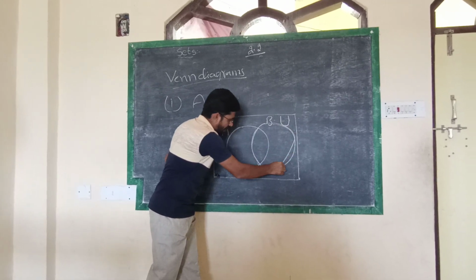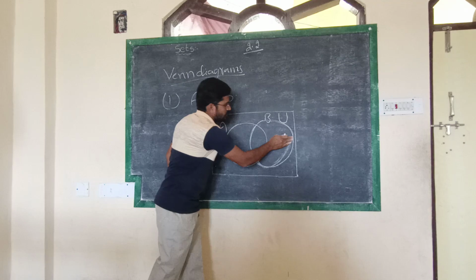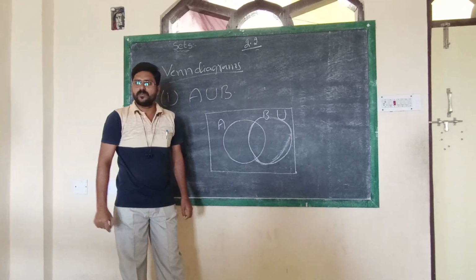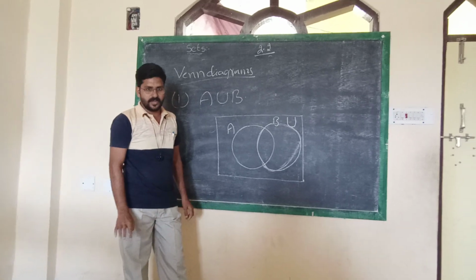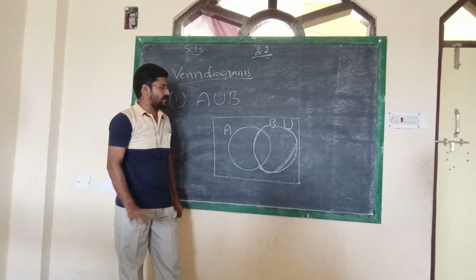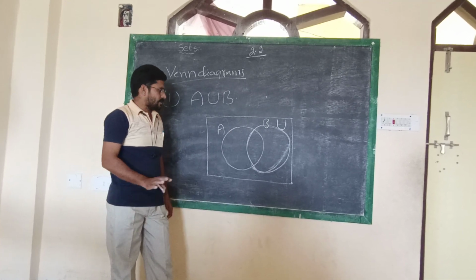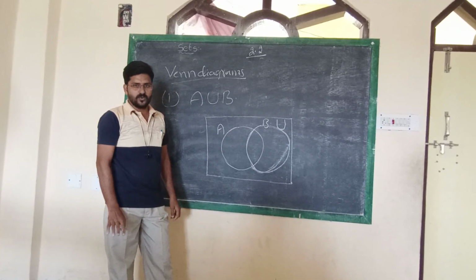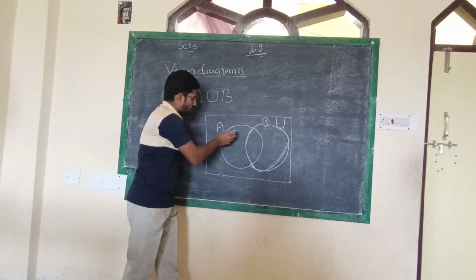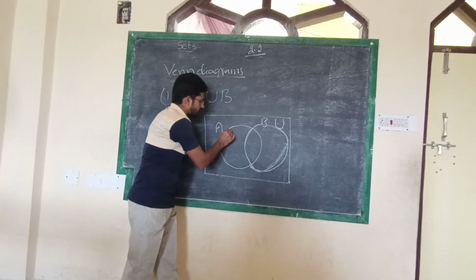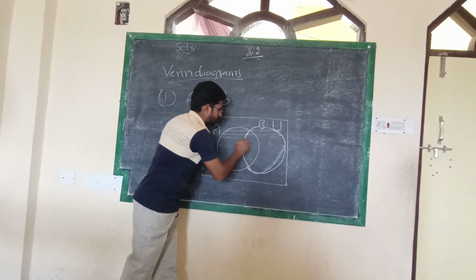Now we have to find union of these two sets. Union means we know that we have to take together. That means all the elements of A and all the elements of B we have to take, and which is repeated, that particular element we have to take only once. So this is we can represent in this way now. A union B means completely you share these two sets.